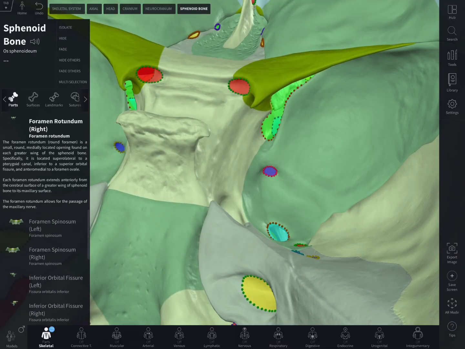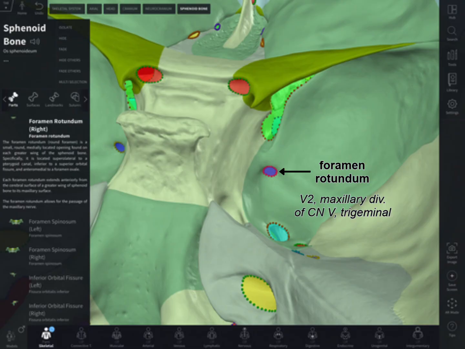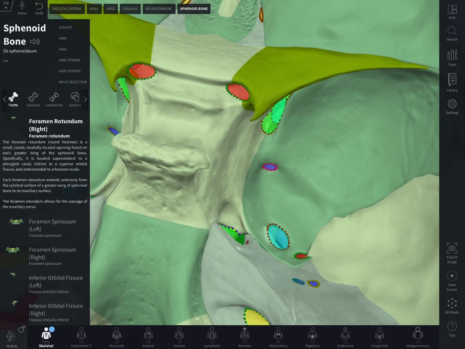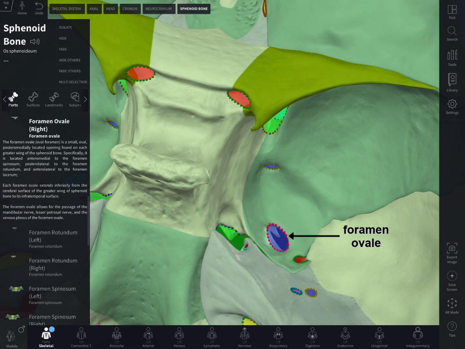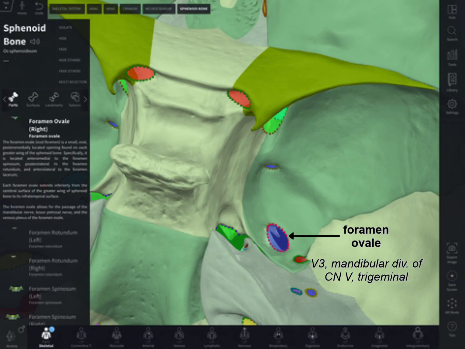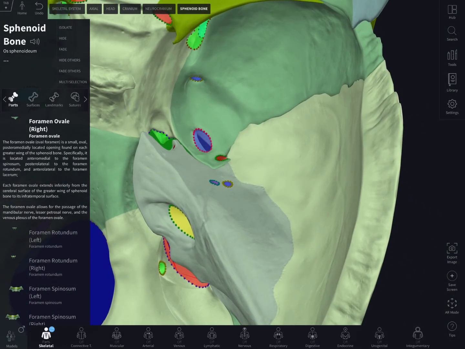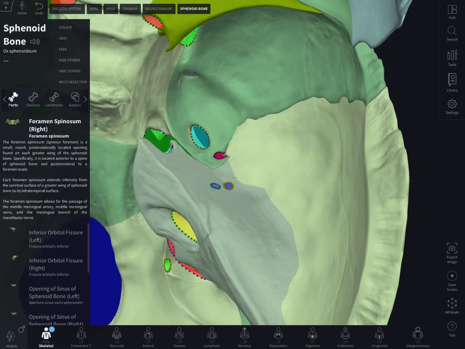Next, we see a round hole, foramen rotundum, which transmits V2, the maxillary division of the trigeminal nerve. Posterolaterally, we see an oval hole, the foramen ovale, which transmits V3, the mandibular division of the trigeminal. Posterolateral to that, we see a very small hole, the foramen spinosum, which transmits an important blood vessel, the middle meningeal artery.